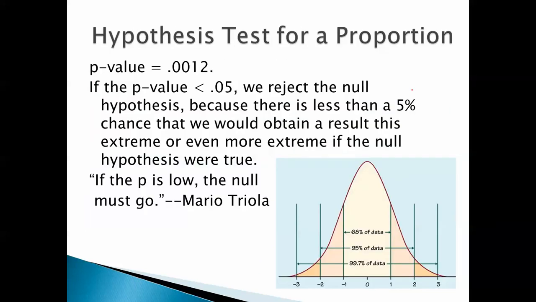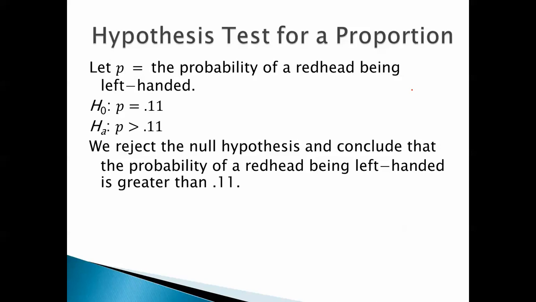So our p-value is 0.0012. If the p-value is less than 0.05, we reject the null hypothesis because there's less than a 5% chance that we would obtain a result this extreme or even more extreme if the null hypothesis were true. If the p is low, the null must go. That's what we have in our situation. P equals 0.0012. That null is gone. So again, P is the probability of a redhead being left-handed. There's our null and alternative hypotheses. We reject the null hypothesis and conclude that the probability of a redhead being left-handed is greater than 0.11.